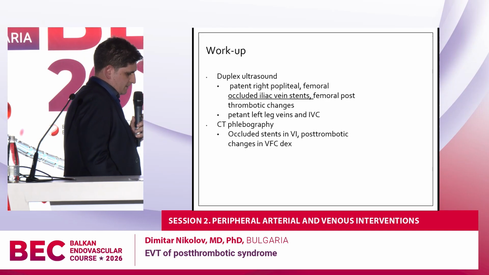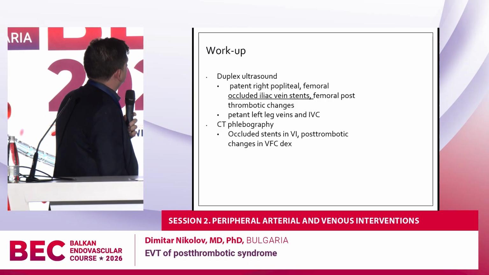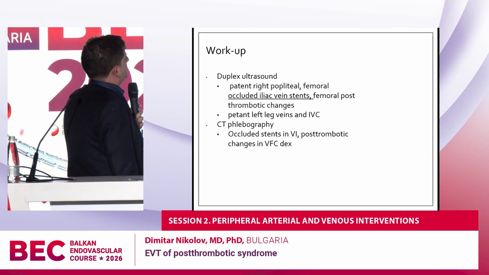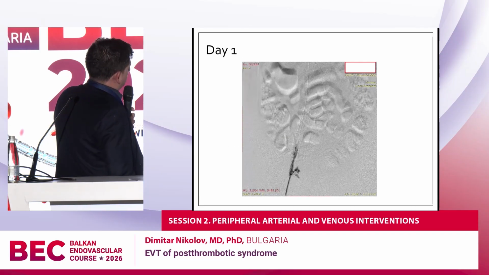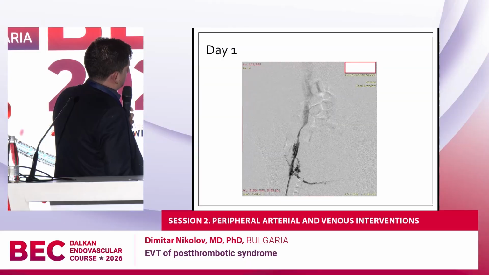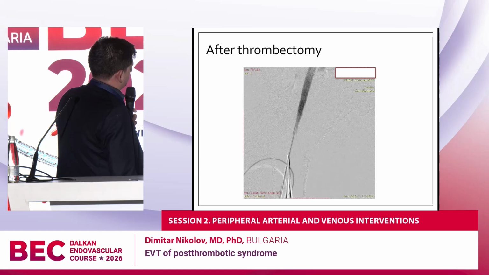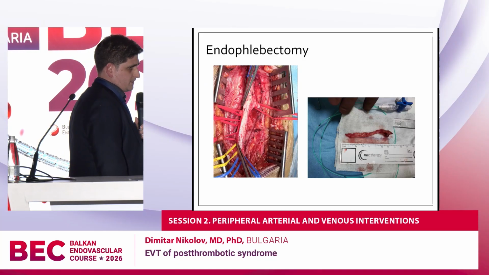The femoral vein had really big post-thrombotic changes. The left leg was patent. From the CT phlebography, we saw occluded stents in the iliac vein, post-thrombotic changes in the common femoral vein. So this is the initial phlebography, occluded stents at the proximal part. We did an open thrombectomy with open access. Then we did endophlebectomy because this was in the vein, so we couldn't stent it until there.